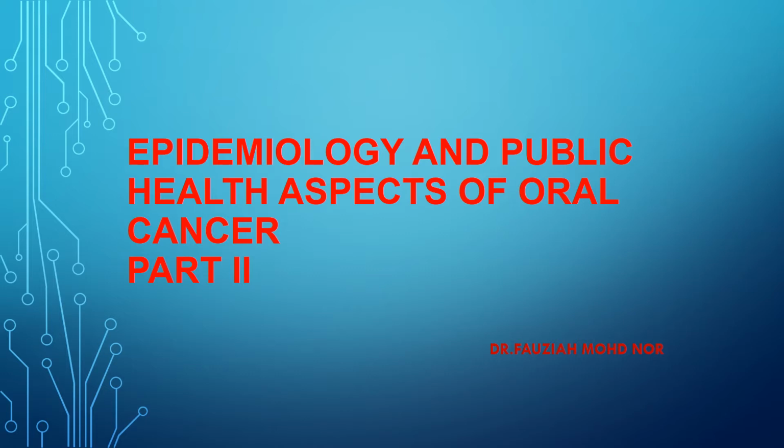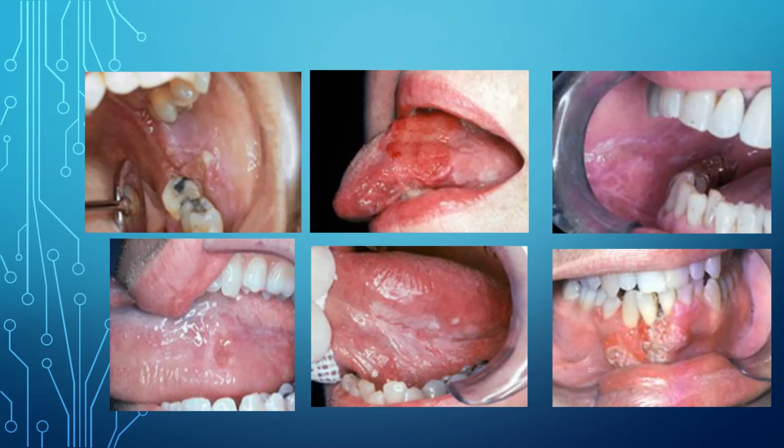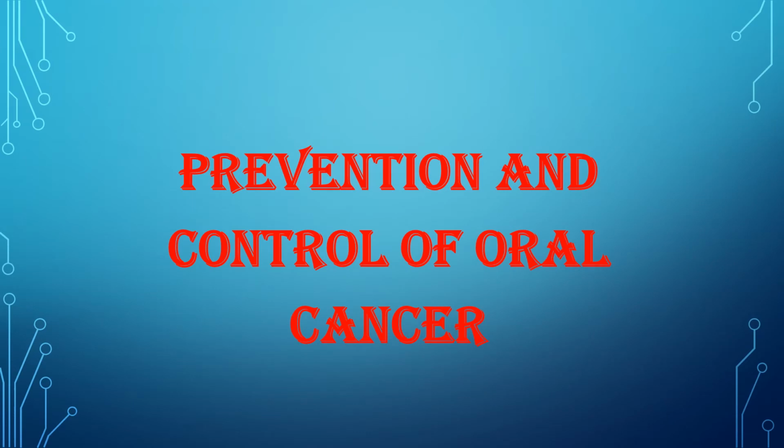Okay, we go straight to the pictures. We have remembered these pictures that we saw in the first part. This is all the types of cancer and pre-cancers. And now we go to prevention and control of oral cancer, whichever we can do.